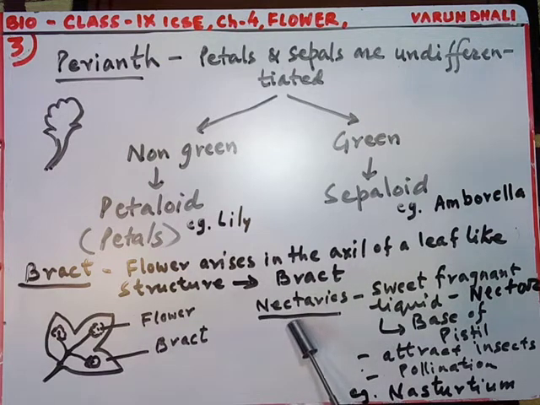And their location, they are present at the base of the pistil of a flower. The main function of these nectaries in a flower is to attract insects for pollination, so they play an important role indirectly in fertilization, because insects may carry many pollen grains on their body parts, and while searching for nectar in different flowers, they help in fertilization.